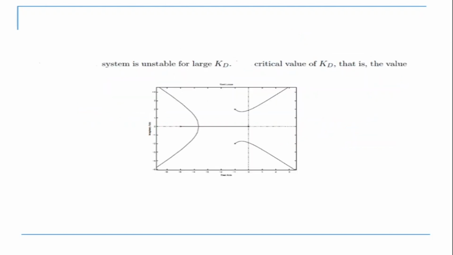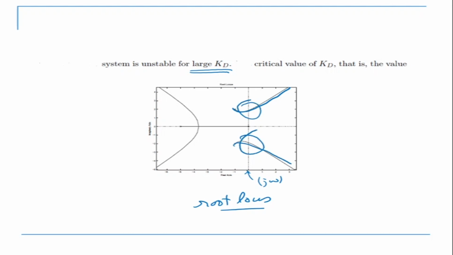Okay, so what we do is we have to draw the root locus, and what we find is that the root locus looks something like this. So this is my root locus, and this is my j omega axis. This root locus shows that for very large values of Kd, the roots are actually going like that. So it is crossing over here, which means that this is my stable and this is unstable region.